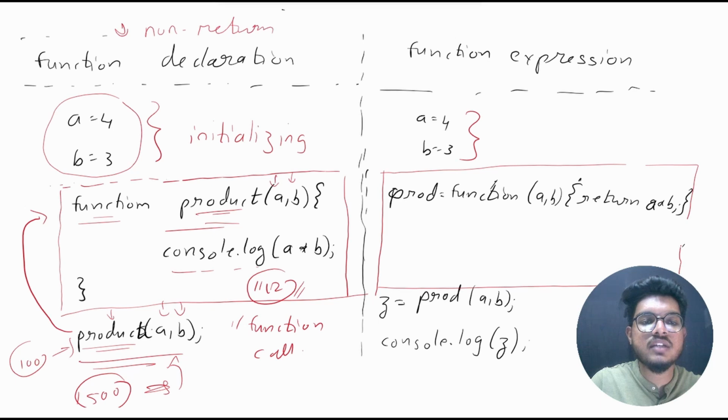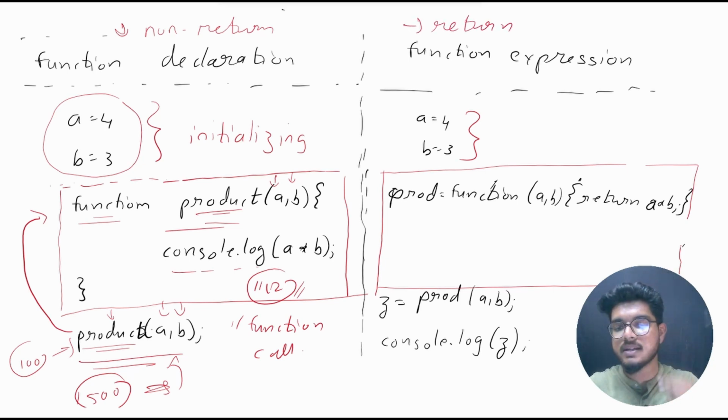You can also return from the function. You can return a into b and print it here. The same way we are discussing the logic here, this is the logic of a return type function, where the function has to return something.